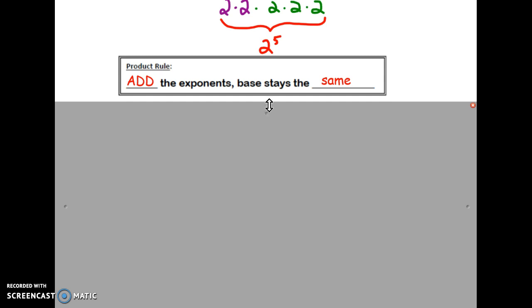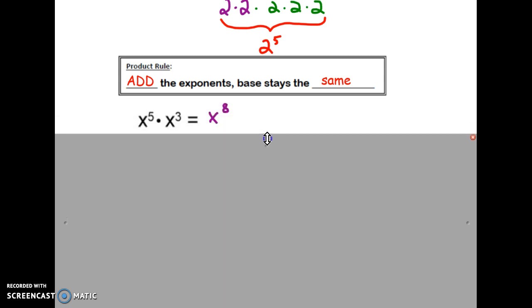Now, what we have next, I don't want to ruin the solution, so I'm actually going to erase this for a second. Okay, I want to show you again what you could do if you wanted to write out all the values. X to the 5th is 1, 2, 3, 4, and 5 different x's. And it says we're multiplying it against x to the 3rd. So that means 1, 2, 3 more. Okay, again, this takes a lot of time.